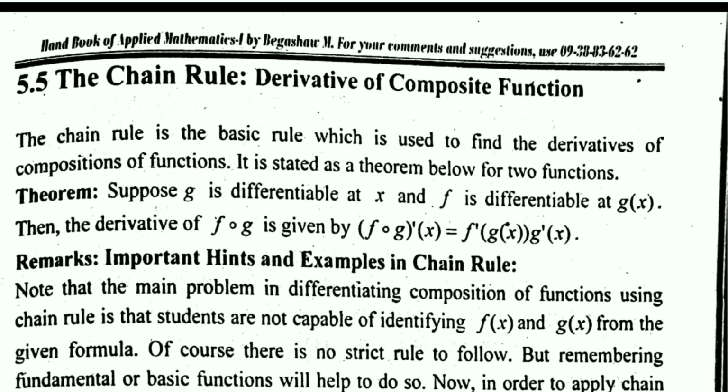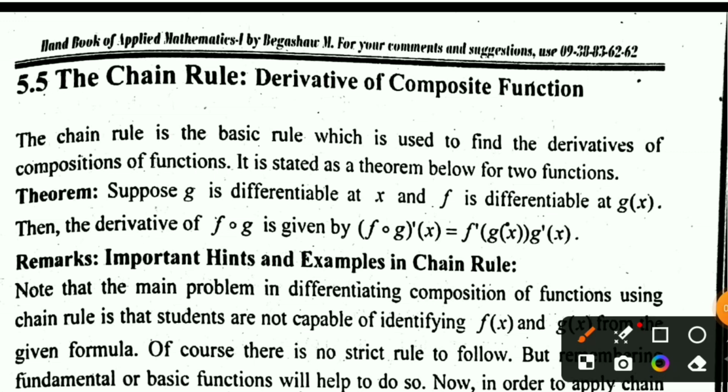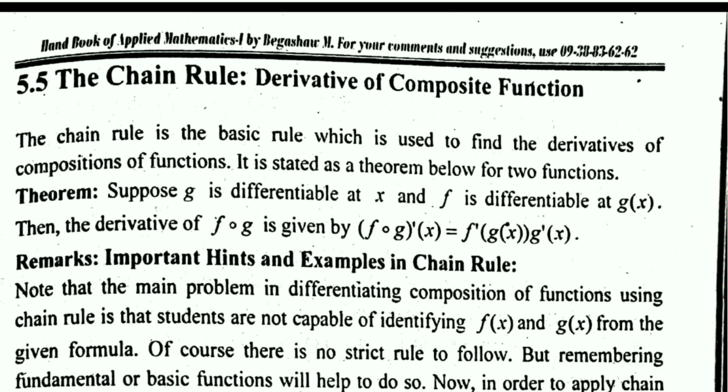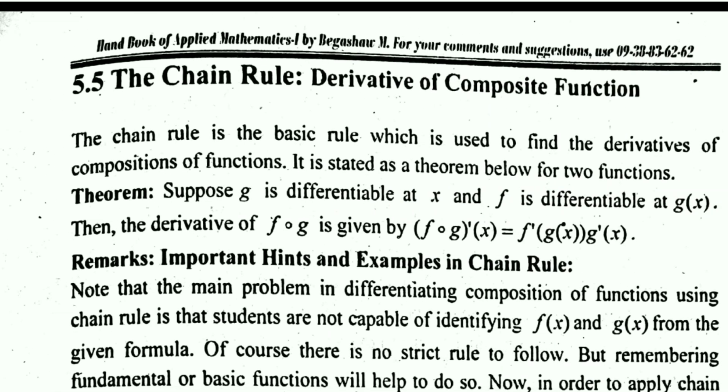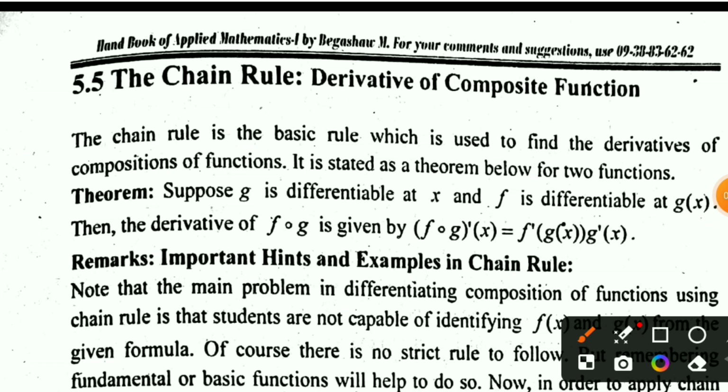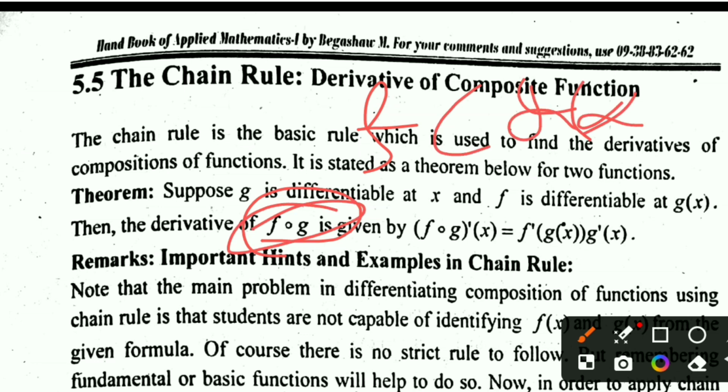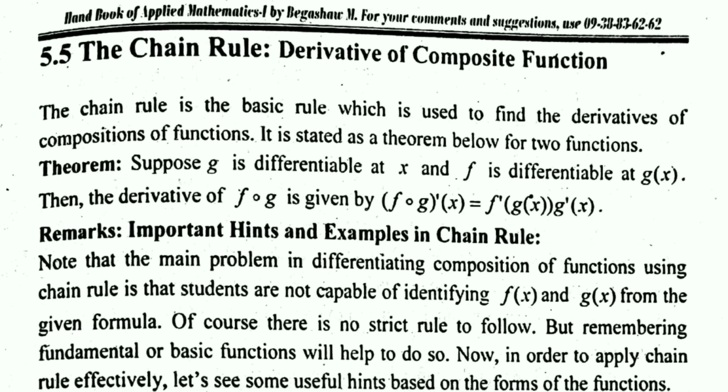Okay, the chain rule is one of the most basic rules, which is used to find the derivatives of composition functions when you deal with composition functions. Let us start by defining this chain rule. If we have two functions f and g, if g is differentiable at x and f is also differentiable at g of x, then the composition of the two functions f∘g, that means f of g of x. Then if we have this composition, how do we find the derivative of this composition?